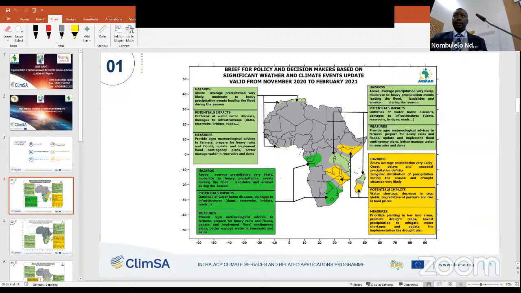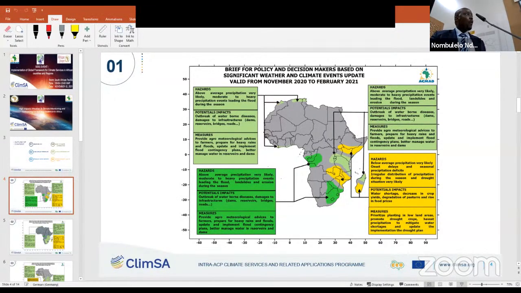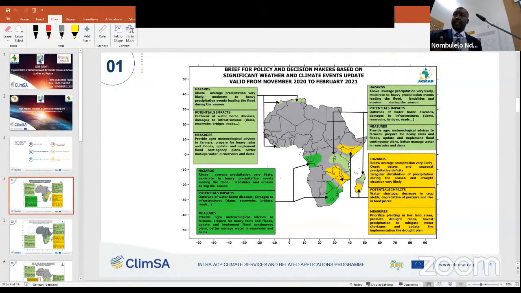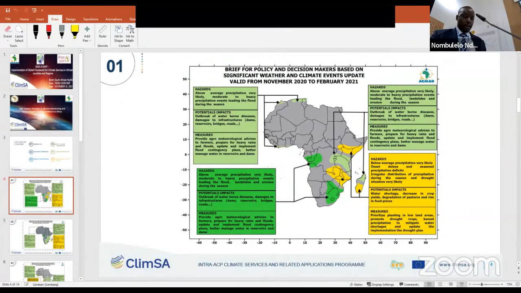This is one of the major services we are delivering, which is very useful for the policy brief. We call it the policy brief for decision makers. This is, for example, a product we used last November, where we predicted a deficit of rainfall over a major part of Madagascar. That information was available in October 2020. Our role was to advise the decision makers to plan or review their contingency plan, or also update it.